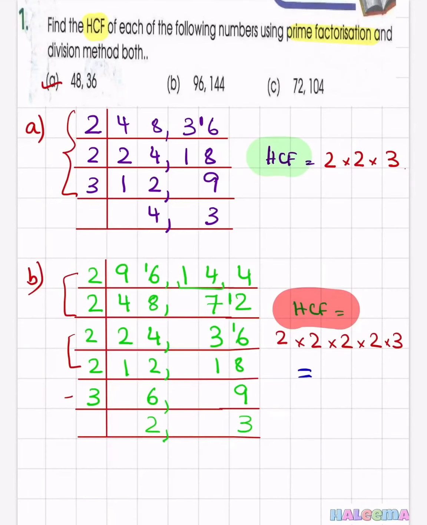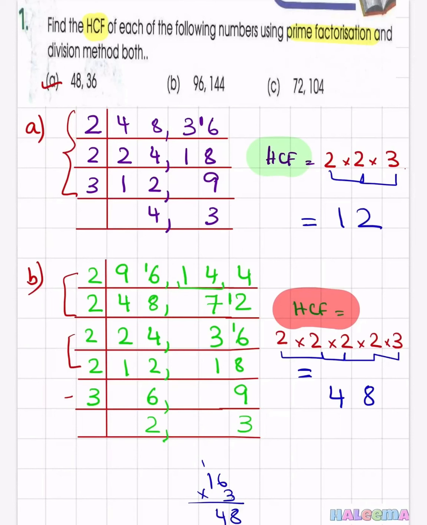I'm going to write the HCF for 96 and 104 is 2 times 2 is 4, 4 times 2 is 8, 8 times 2 is 16, 16 multiplied by 3 is 48. Now for 48 and 36, I'm going to write the HCF as 2 times 2 is 4 and 4 times 3 is 12. So 12 is the answer.